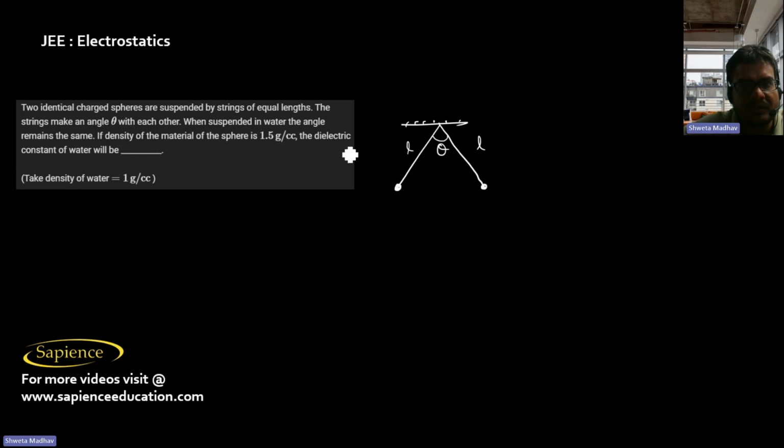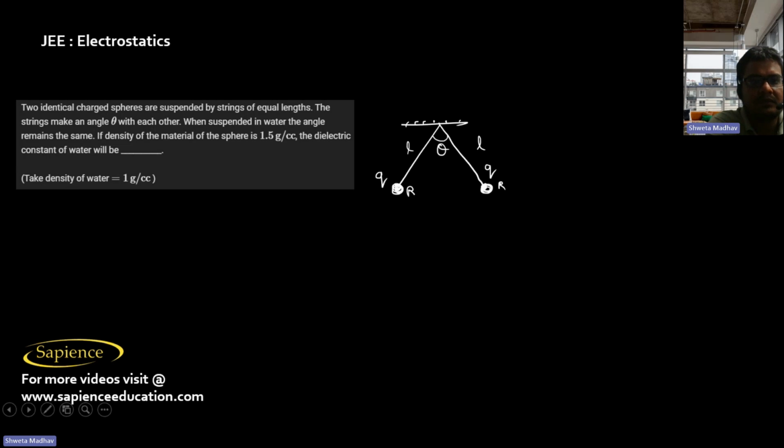So they are identical charged spheres. They have charge q and their size is also the same, meaning their radius is also the same. When suspended in water, the angle remains the same.